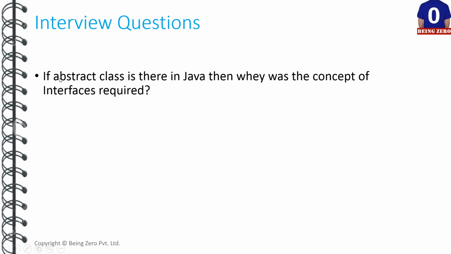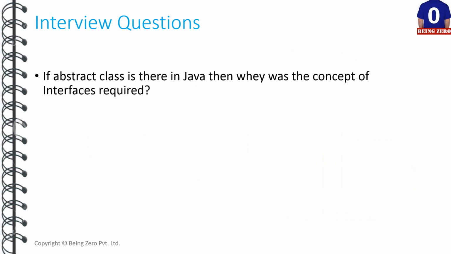So the interview question people ask is: if an abstract class is there in Java, then why was the concept of interface required? Because ideally, to define abstract methods, we can have an abstract class and have abstract methods declared there. Then why did Java introduce a new concept called interface? Now, the answer to this question is that one class can inherit from only one class. Multiple inheritance is not allowed.